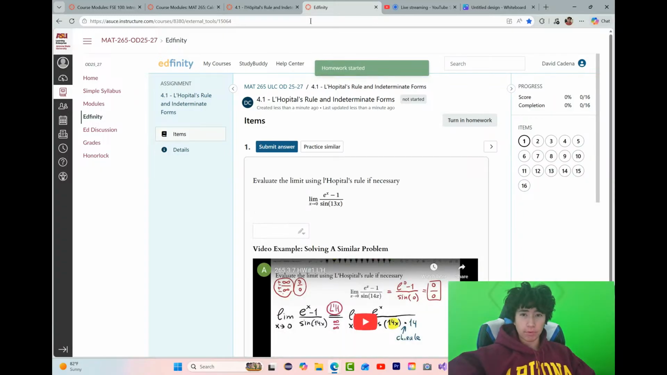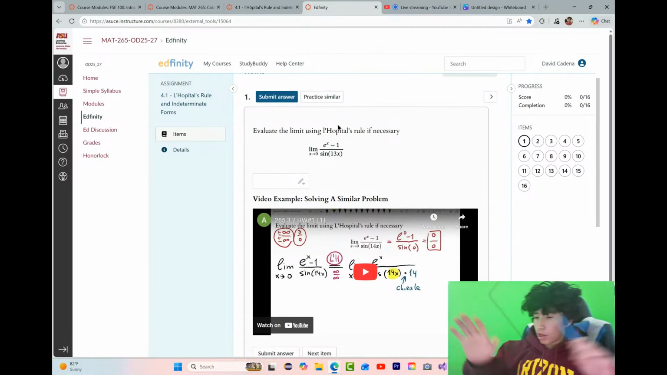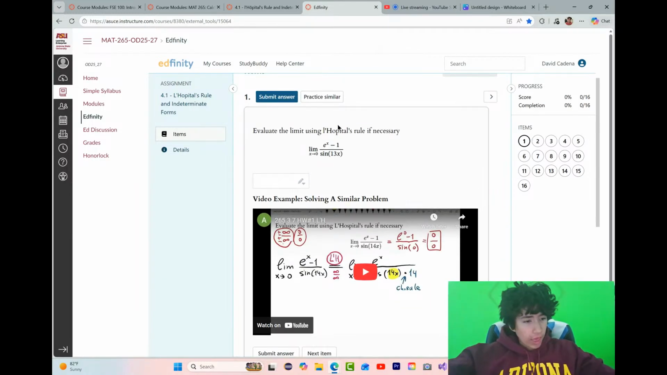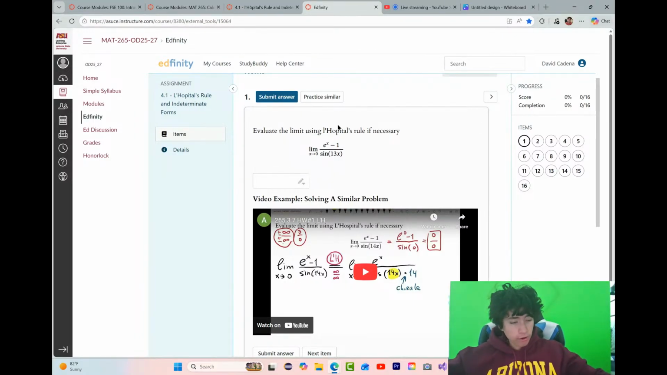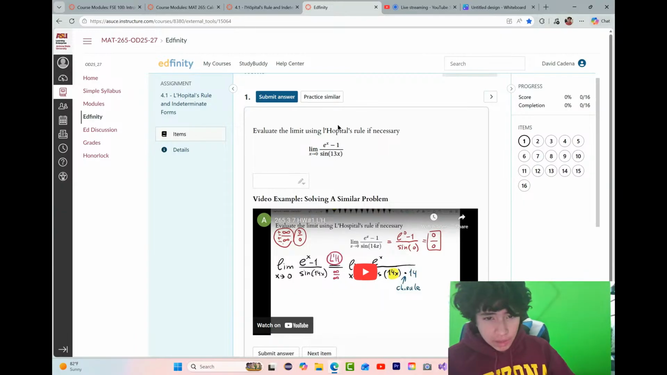We got 16 problems. Well, since we don't have a lot of people in here, I am just going to do this on paper, and then we will use our sketchboard. Let's see. So we have to evaluate the limit using L'Hopital's rule if necessary. So we have the limit as x tends to 0 of e to the power of x minus 1 over sine of 13x. Interesting.